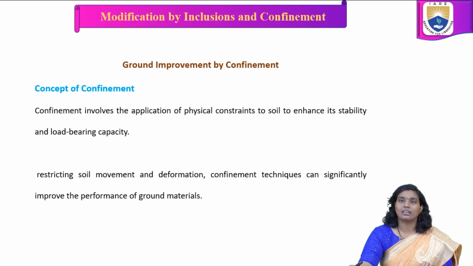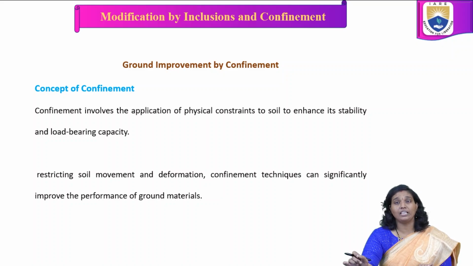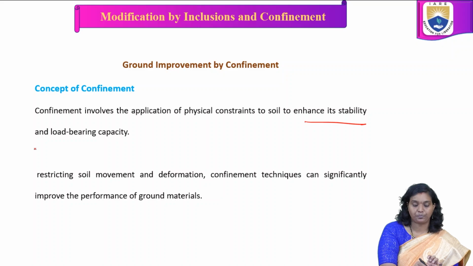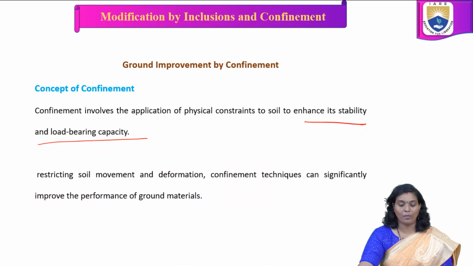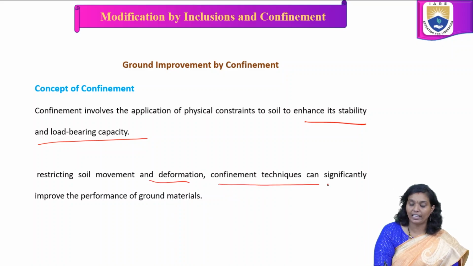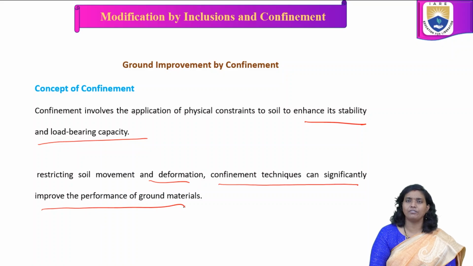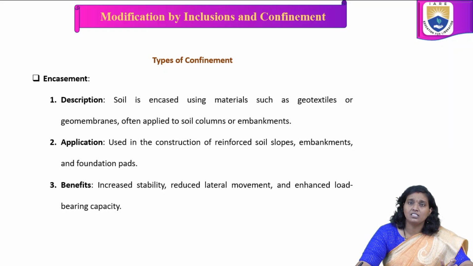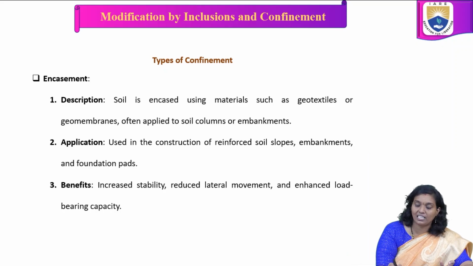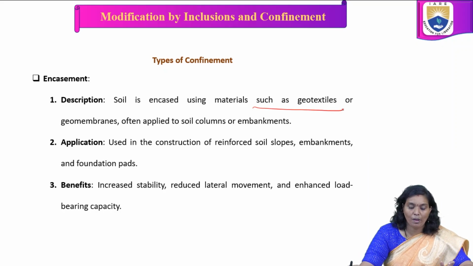Ground improvement by confinement. The concept of confinement involves the application of physical constraints to soil to enhance its stability and load bearing capacity. By restricting soil movement and deformation, confinement techniques can significantly improve the performance of ground materials. There are different types of confinement. The first one is encasement, in which soil is encased using materials such as geotextiles or geomembranes, often applied to soil columns or embankments.